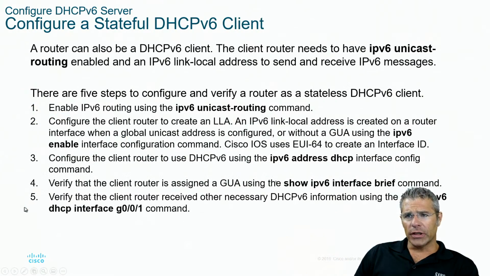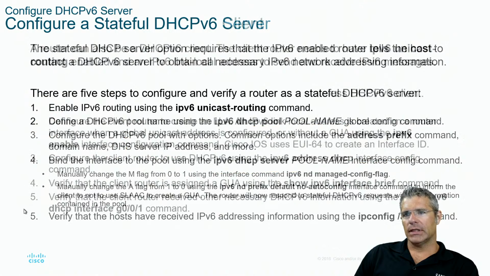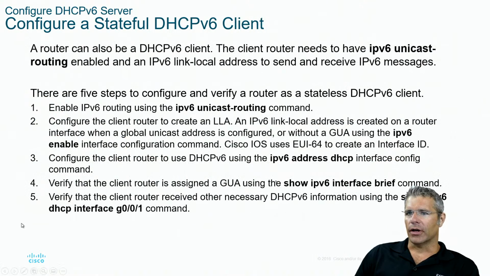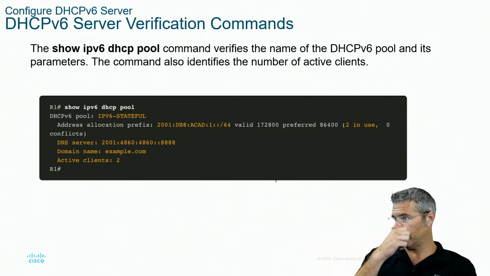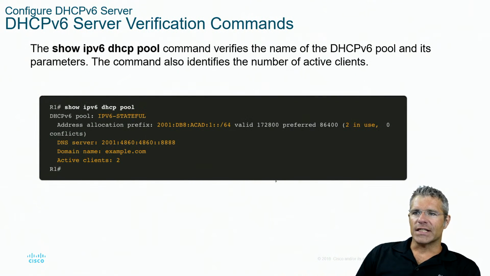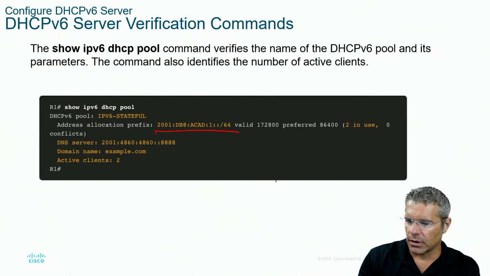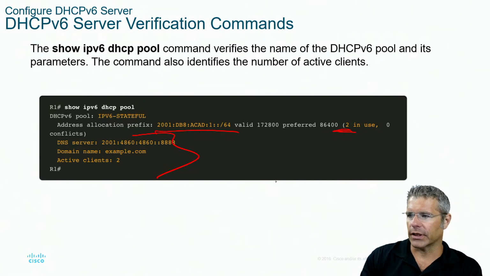A stateful DHCP server can also run a stateful DHCP client. Really, it's the same setup as before, just that you'll get a stateful address. So much the merrier. When you show IPv6 DHCP pool, it will return the name of the pool, the address prefix, the addresses in use, and then the other stuff you've put in there.